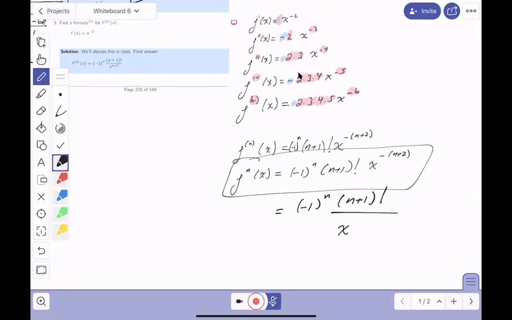They didn't like the negative power. Kind of reminds you what you might have done in Math 100. And that's fine. We got the same answer. Both answers are the same. All right, let's go to the next one.